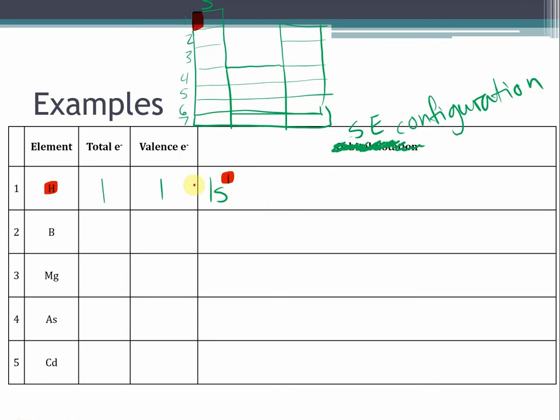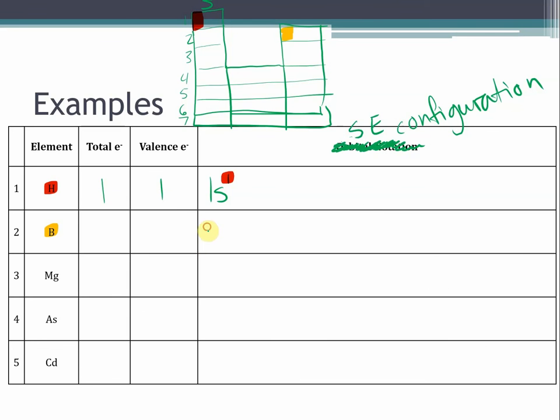This one electron is our one valence because it's in the highest energy level. Let's look at boron. Remember, boron is over here. It's right here in our 2p subshell. So once again, we will talk about every subshell up to and including 2p.